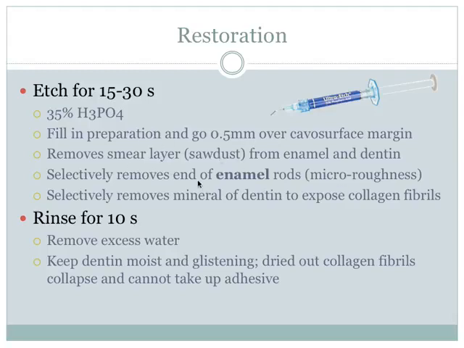And the etch selectively removes the ends of the enamel rods and selectively removes the mineral of dentin to expose the collagen fibrils. So the etch is most effective on enamel. And then after doing this, you want to thoroughly rinse for 10 seconds, which feels like an eternity, but you want to make sure you get all that off, and then you want to dry off the excess water. But the tendency is to want to dry everything off really well, and that's not what you want to do. You want to keep it moist, not bone dry and not dripping wet, somewhere in the middle.